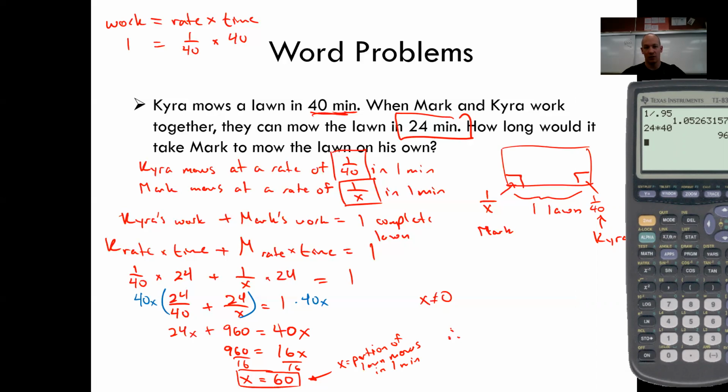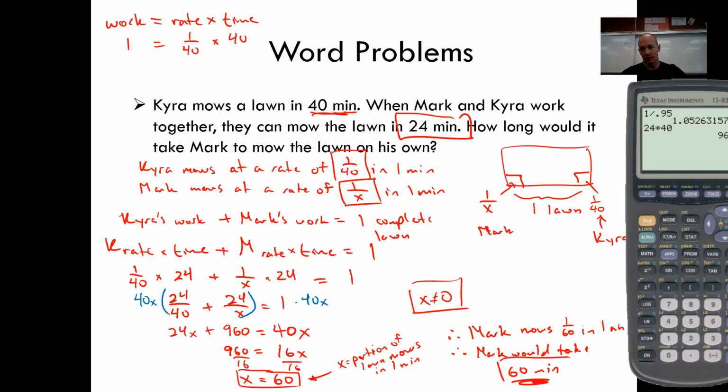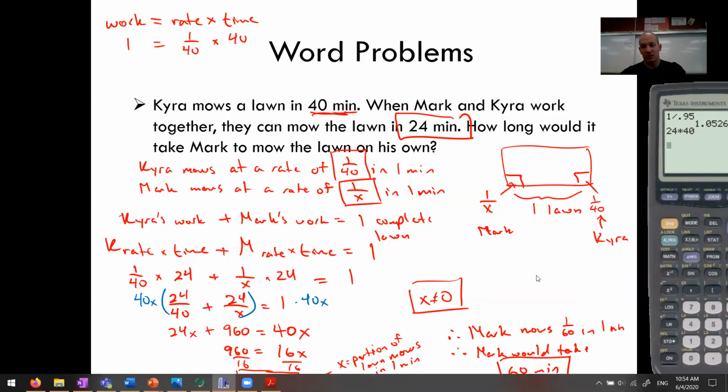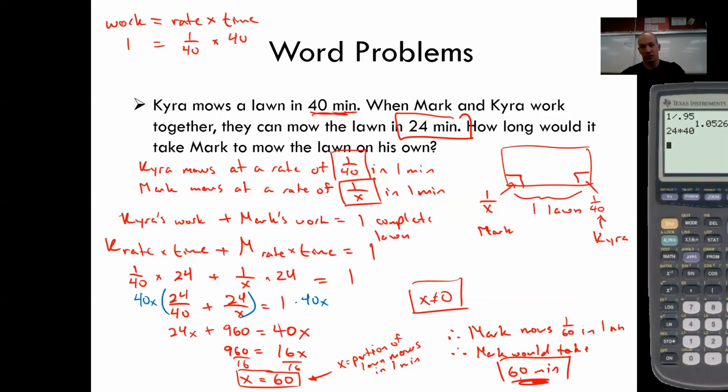So Kira mows 1/40th of the lawn, and he mows 1/60th of the lawn in 1 minute. Therefore, here's our non-permissible value that didn't wind up coming into play. Mark mows 1/60th of the lawn in 1 minute. Therefore, Mark would take 60 minutes. Okay. So you look at that and you go, okay, well, that makes sense because we already decided Mark was a little slower than Kira.